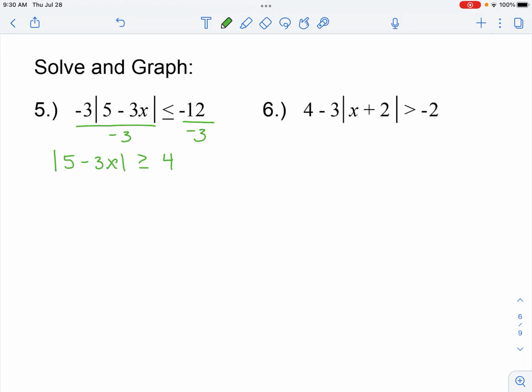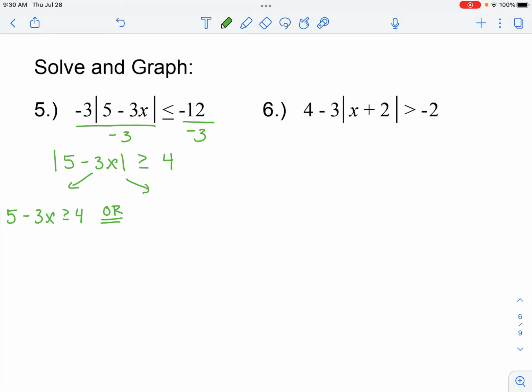If absolute value is greater than 4, absolute value is more than 4. If I'm doing an absolute value more than something, more means it's an or inequality. So we're going to write 2 separate inequalities, and we're going to say that this should be an or graph when we're done. Case 1 is when I just drop the absolute value: 5 minus 3x is greater than or equal to 4.